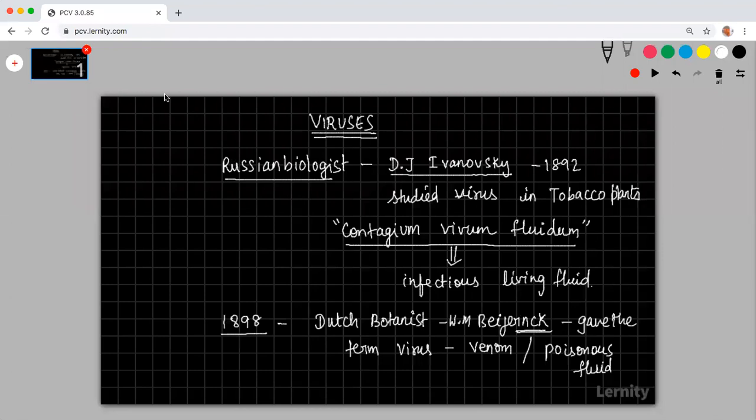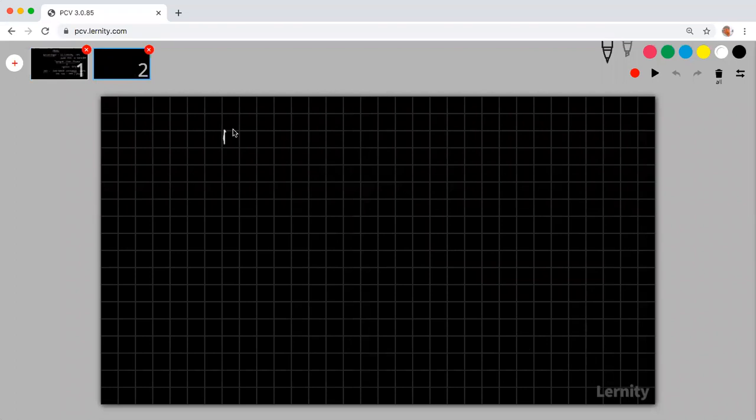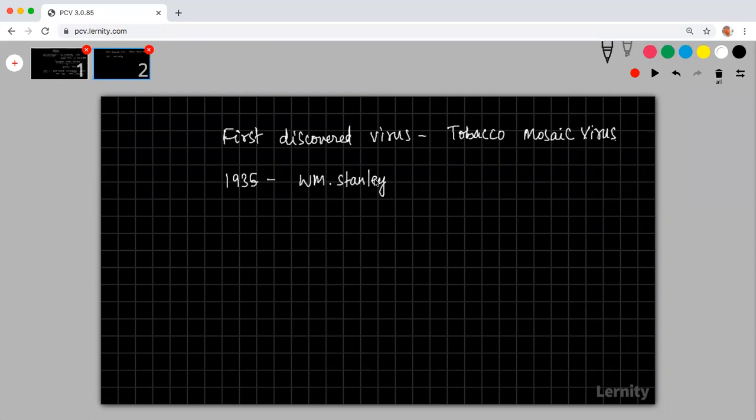Okay, so these are the two things which are there. And then something that you should know, the first discovered virus is tobacco mosaic virus. Okay, in 1935, there is this guy W.M. Stanley. First crystallized virus. Okay, so it is the first crystallized virus.